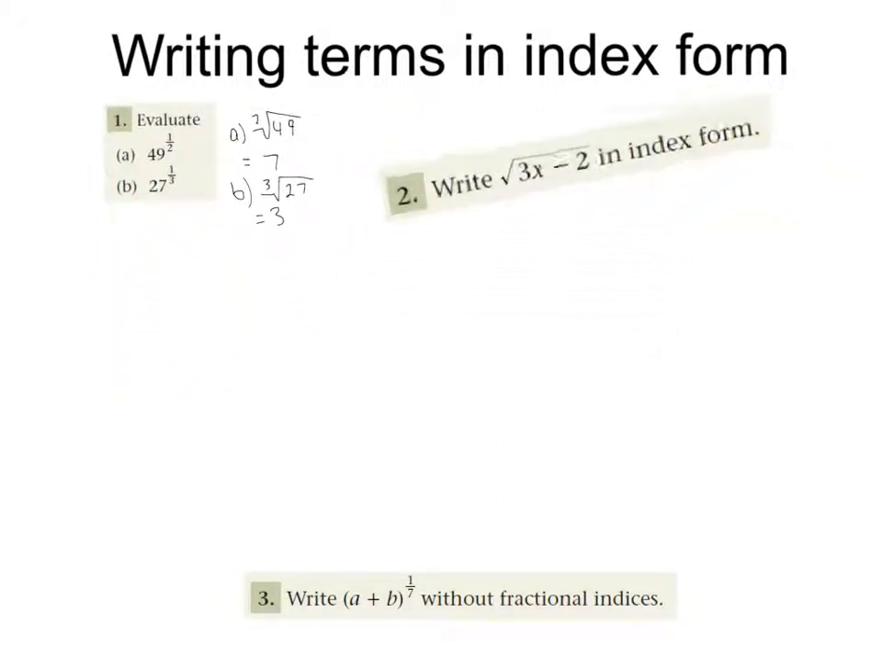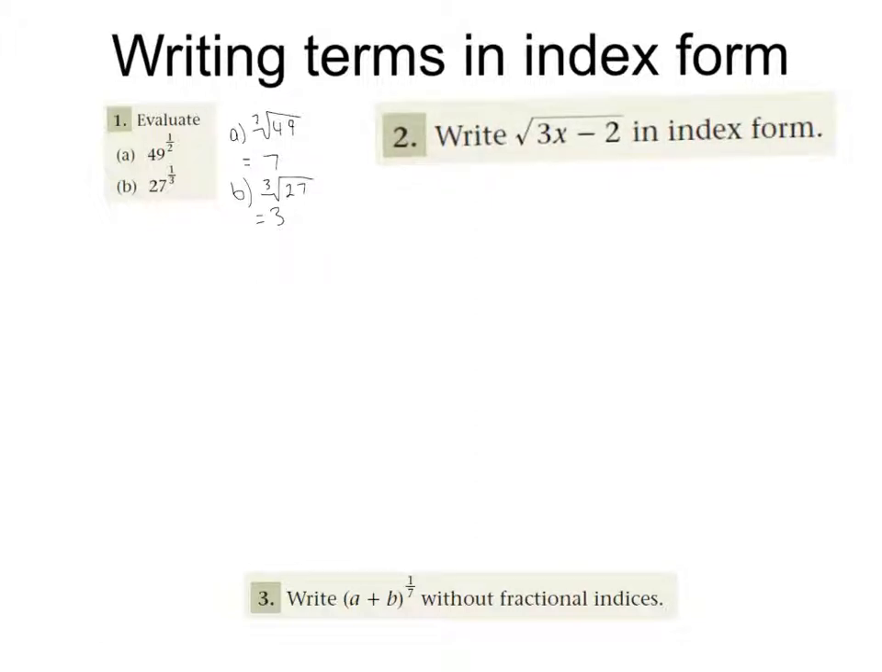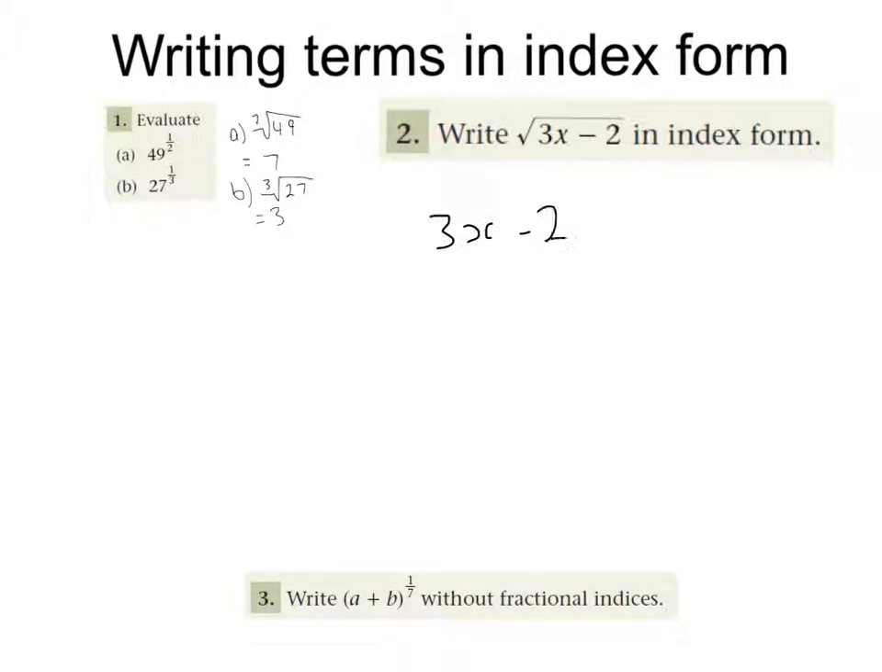Right, the square root of 3x minus 2 in index form. Okay, so you can see that we've got a square root symbol there, so we can write that as 3x minus 2 all to the power of a half. And the only thing you need to be careful of is the fact that everything that's underneath that square root sign is to the power of a half, and that's why we left the brackets in.